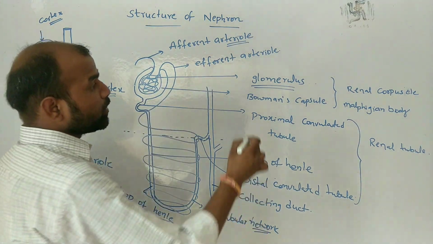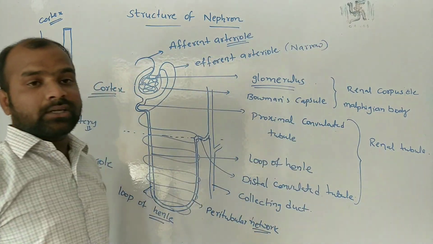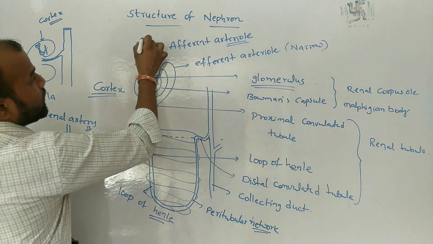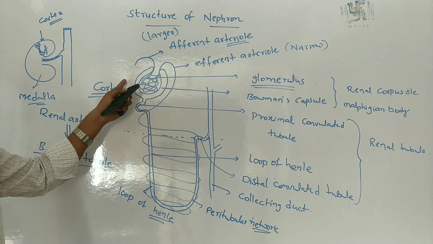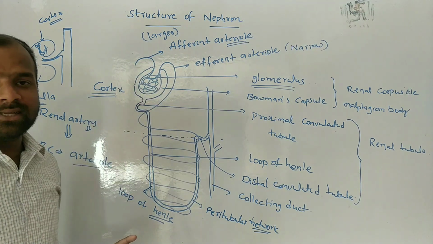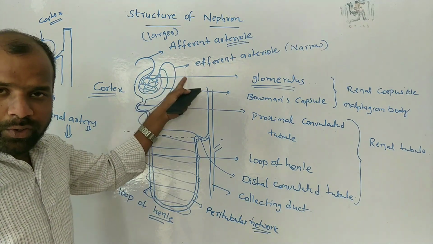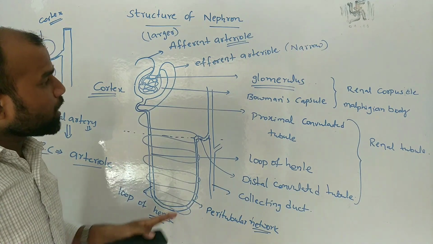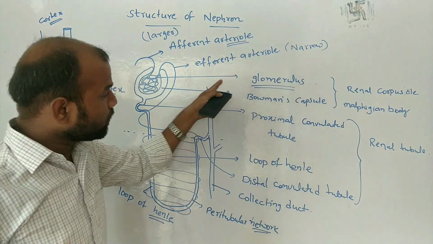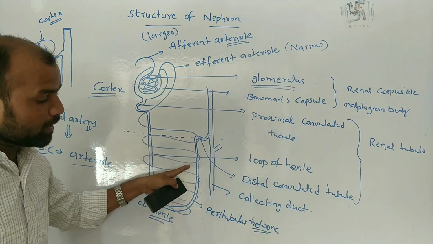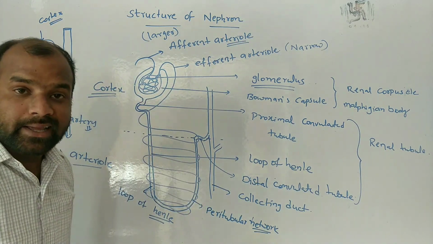The efferent arteriole is narrow in diameter, whereas the afferent arteriole is larger in diameter. The afferent arteriole is the one entering the glomerulus and it is larger in diameter, whereas the blood capillary coming out of the glomerulus is called the efferent arteriole, which is narrow in diameter. This efferent arteriole forms a network of blood capillaries called the peritubular blood capillaries.